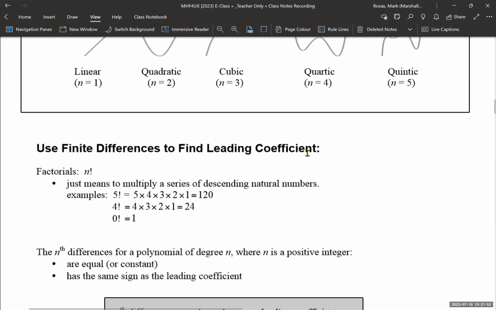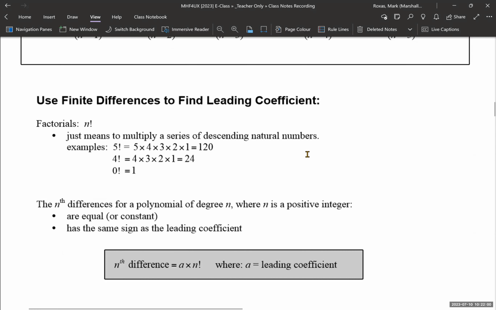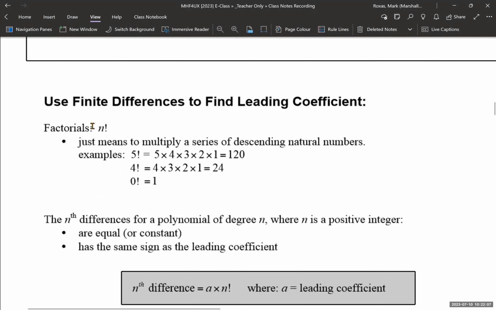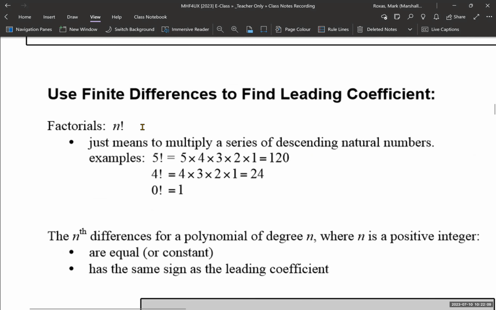Now, I'm going to show you a little trick that you could use to find the leading coefficient, and not just the sign of the leading coefficient, but the actual value of the leading coefficient. And to do that, I need to introduce to you factorials. And if you took data management this year, you may encounter this operation as well. So n with an exclamation mark is called n factorial.